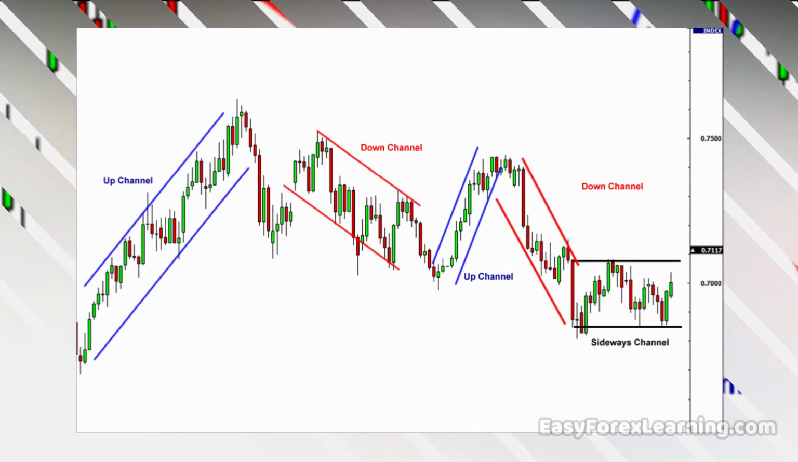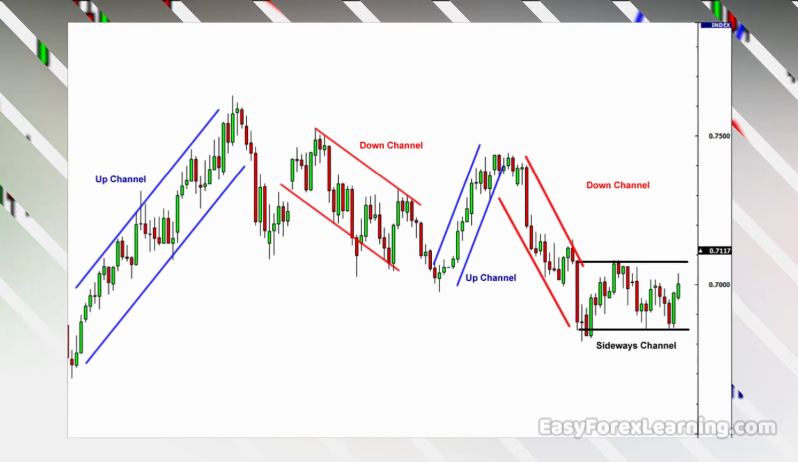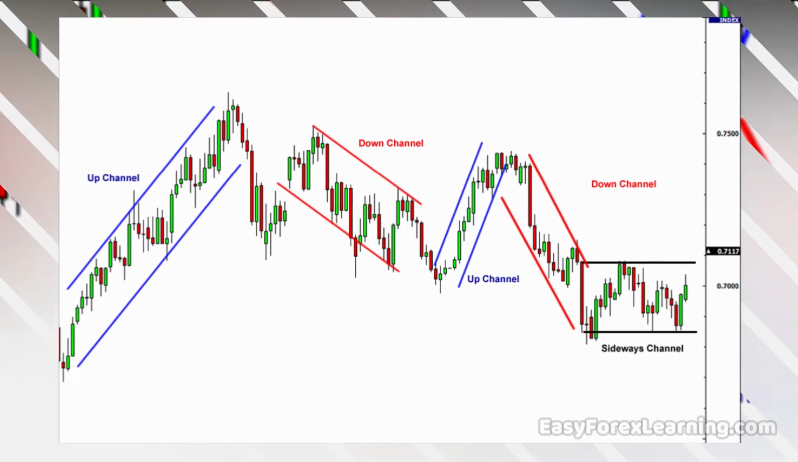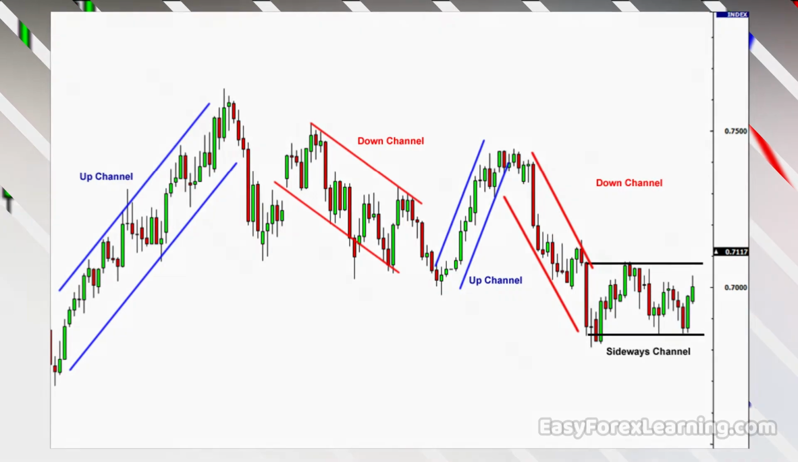When prices hit the lower trend line, this may be used as a buying area. When prices hit the upper trend line, this may be used as a selling area.